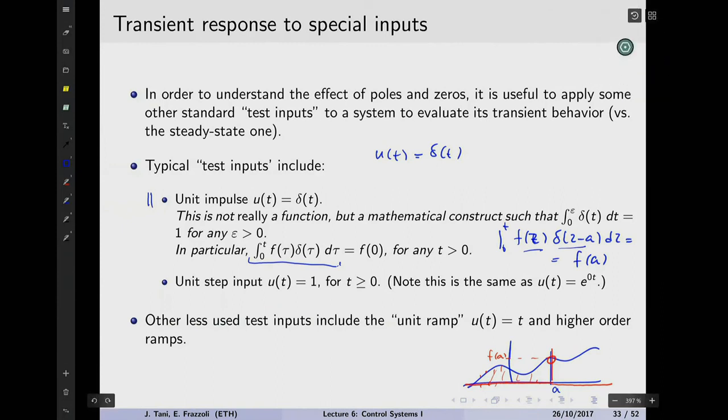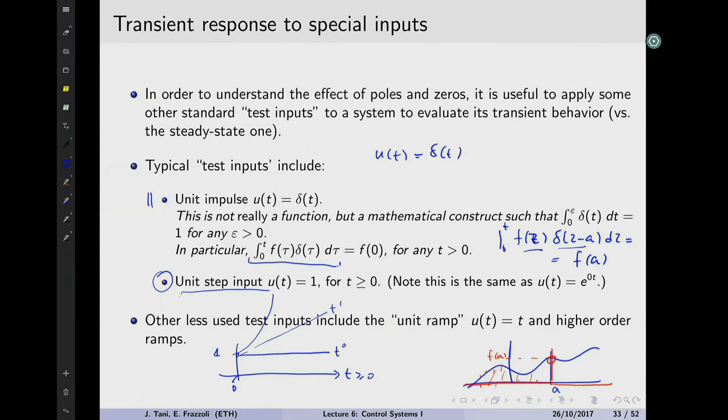Another nice input that is relevant is the so-called step input. The step input is basically just a unit input for all times bigger than or equal to 0. It's nice because it allows us to see how the dynamics, the transient response of the system, evolve. And then there are other inputs that are used. Imagine this to be like a polynomial of order 0, right? Then you can say, okay, but I could use a polynomial of order 1, of order 2, of order 3, or whatever it is. So there are higher order inputs that are sometimes used to characterize the response of the system.